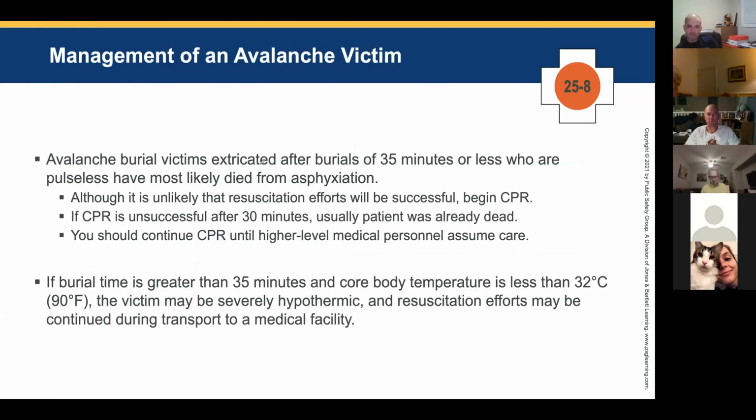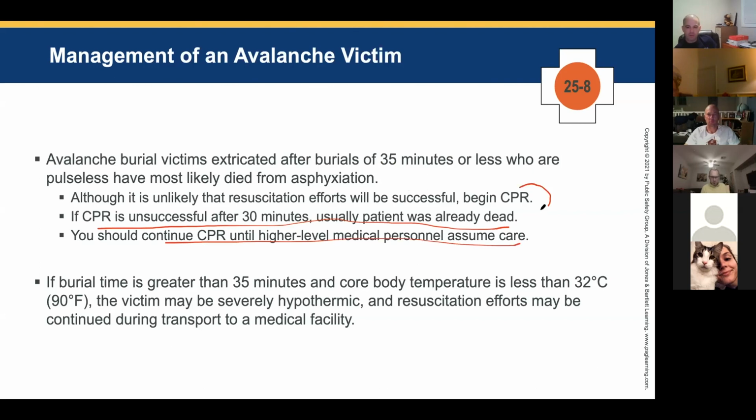So avalanche burial victims extricated after burials of 35 minutes or less who are pulseless have most likely died from asphyxiation. Although it's unlikely that resuscitation efforts will be successful, begin CPR. If CPR is unsuccessful after 30 minutes, the patient is usually dead. So you should continue CPR until a higher level of medical care takes over.